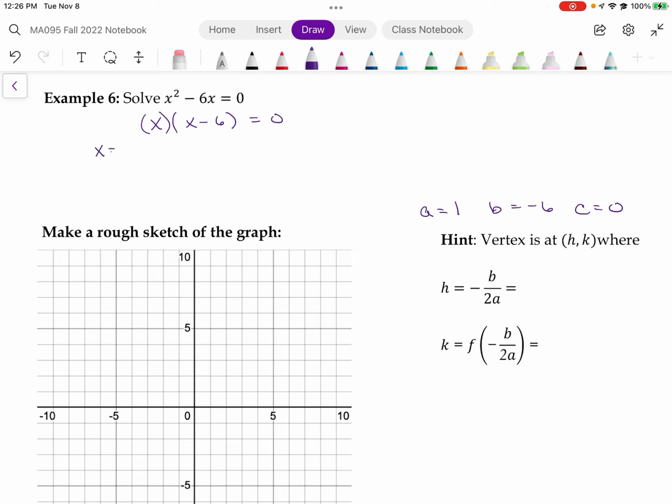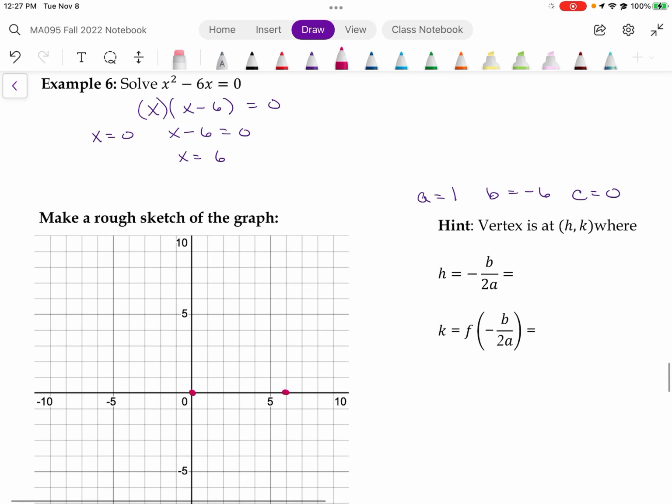So we set x equal to 0, and we set x minus 6 equal to 0. Sometimes it's the simple things that throw us, right? So it's 0 and 6. Those are our 2 points. So we've got 0 and 6 on the x-axis. That's where it is going to be crossing the x-axis.